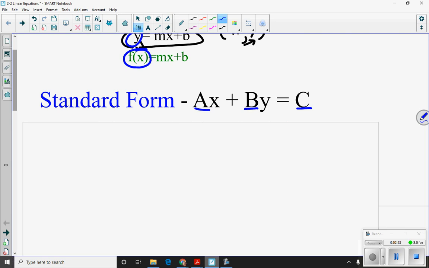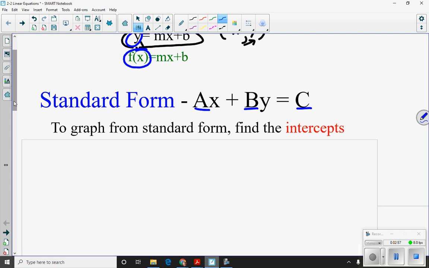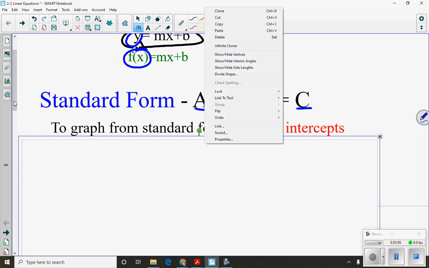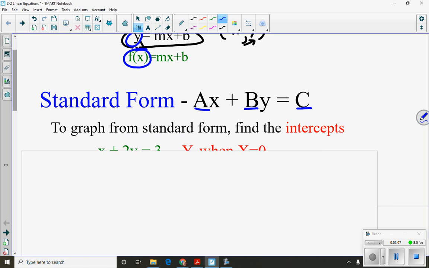So how do we graph? How do we make that line from a standard form? This is what most people ask about. So honestly, it's all about the intercepts. To graph from a standard form, you have to find where it crosses the x and the y axes. So we're going to start with an example.